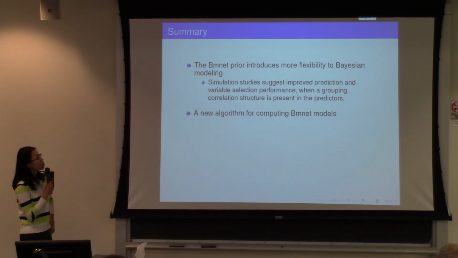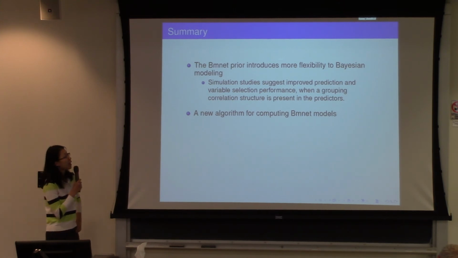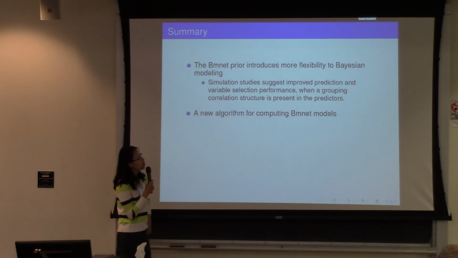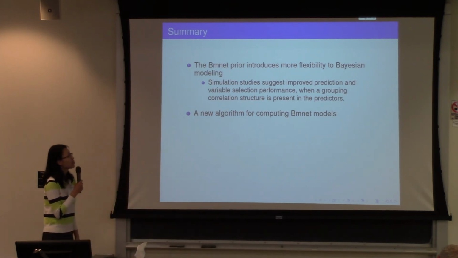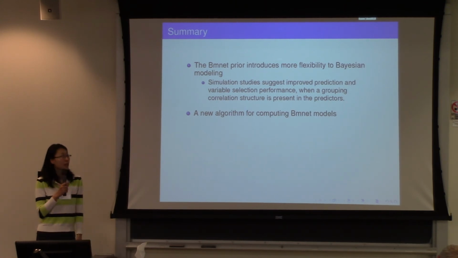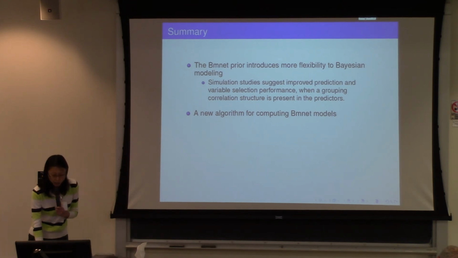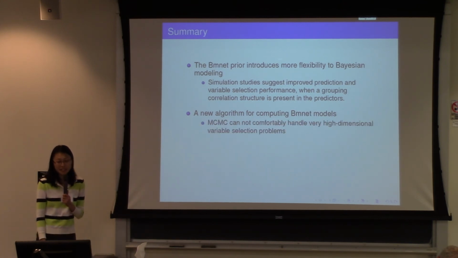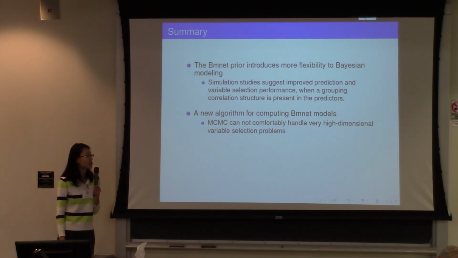We introduced a new class of prior, the Bayesian Enet prior. It allows more flexibility in Bayesian modeling. We did some simulation studies that suggest the extra flexibility is useful in prediction and variable selection, especially when you have a grouping correlation structure in the predictors. On the other hand, what we contributed is a new algorithm for computing. Still, it's not completely satisfactory. In general, MCMC doesn't comfortably handle very high-dimensional variable selection problems.